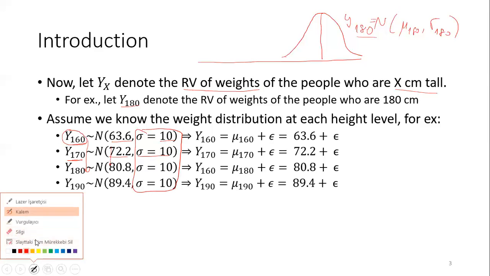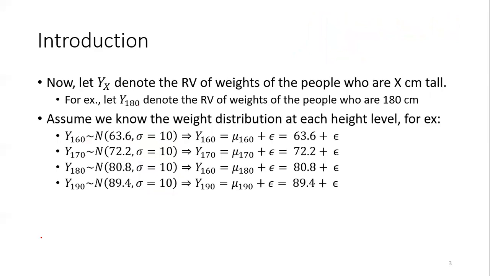Okay, let's do it like this. So I have here 63.6. This is the distribution of people who are 160 centimeters tall. Its mean is 63.6, and its standard deviation is 10. So far, so good.